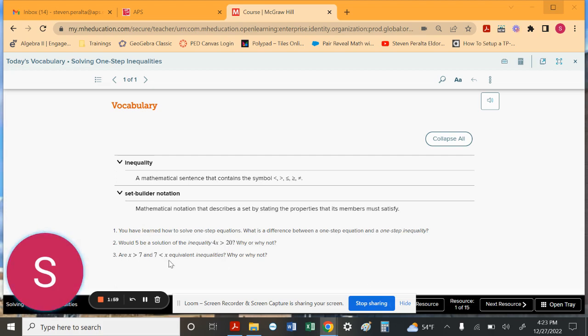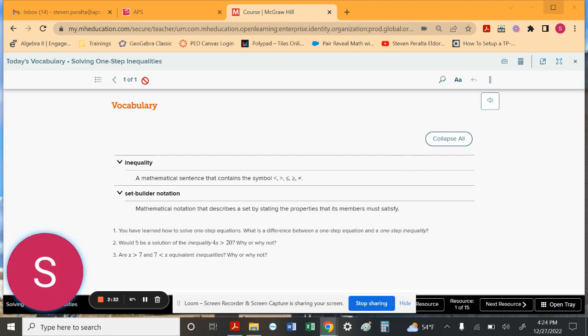So are x greater than 7 and 7 is less than x equivalent inequalities? Yes, they are. So if I read it from the variable side, I say x is greater than 7, and then in this case I read it backwards. If we read it from the left, it would be x is greater than 7 and 7 is less than x. And of course, those are exactly the same.